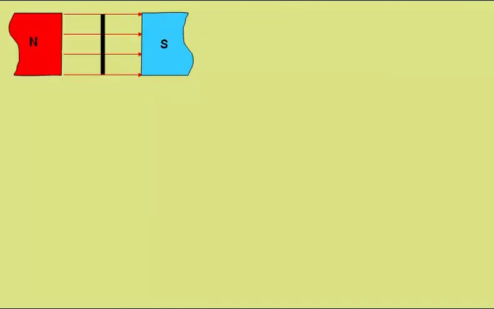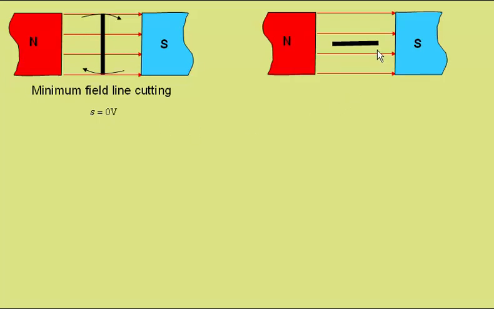Looking in more detail at the motion of the coil, in this position the ends of the coil would be moving like this, and in the extreme vertical position, as shown here, there would be a minimum field line cutting. The ends of the coil are moving parallel to the magnetic field lines at this point, so the EMF induced would be 0 volts. In this position, the ends of the coil would now be moving like this, perpendicular to the field lines when the coil is in this horizontal position.